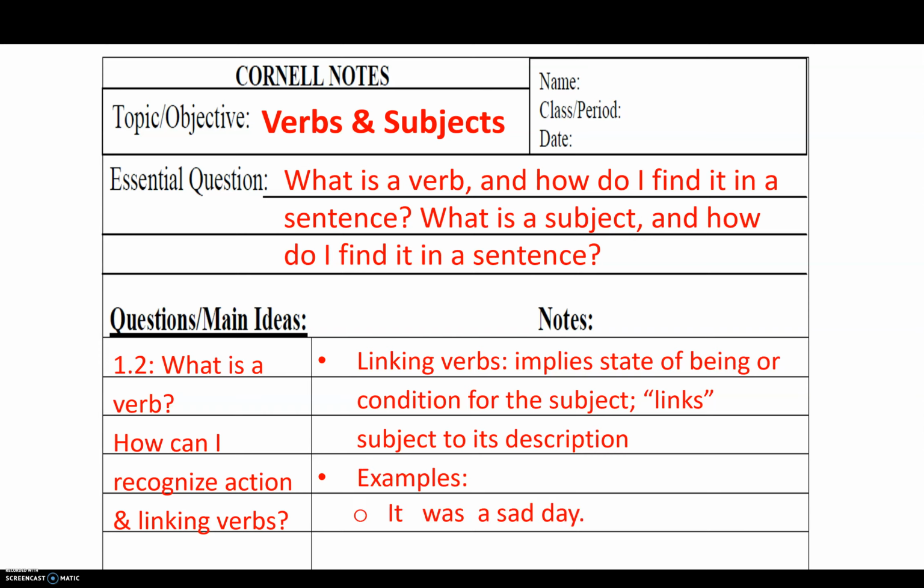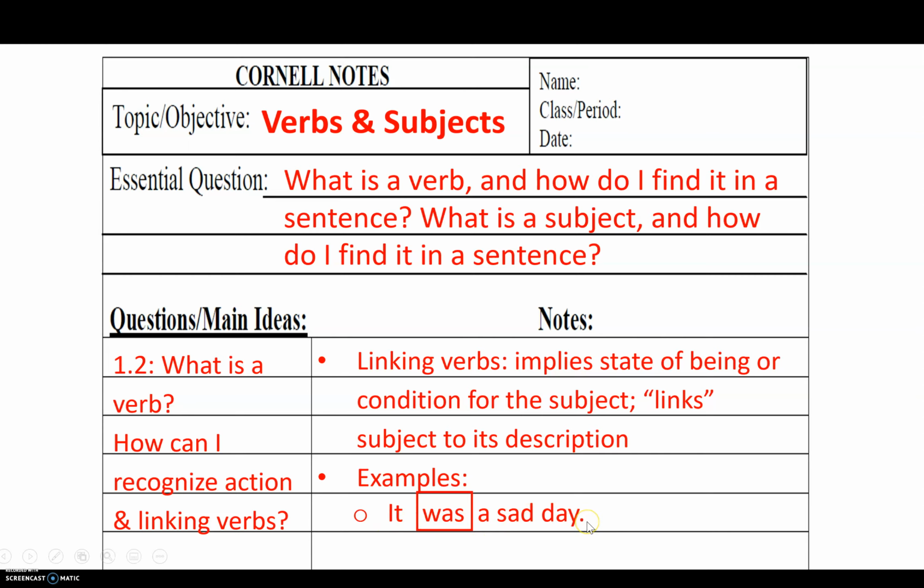So for example, notice in this sentence, it was a sad day. We should be recognizing that verb was as one of our 23 helping verbs, but notice there's not another verb that was is helping in this sentence. So in this case, was is actually a standalone verb as a linking verb, linking it to its description, sad day.